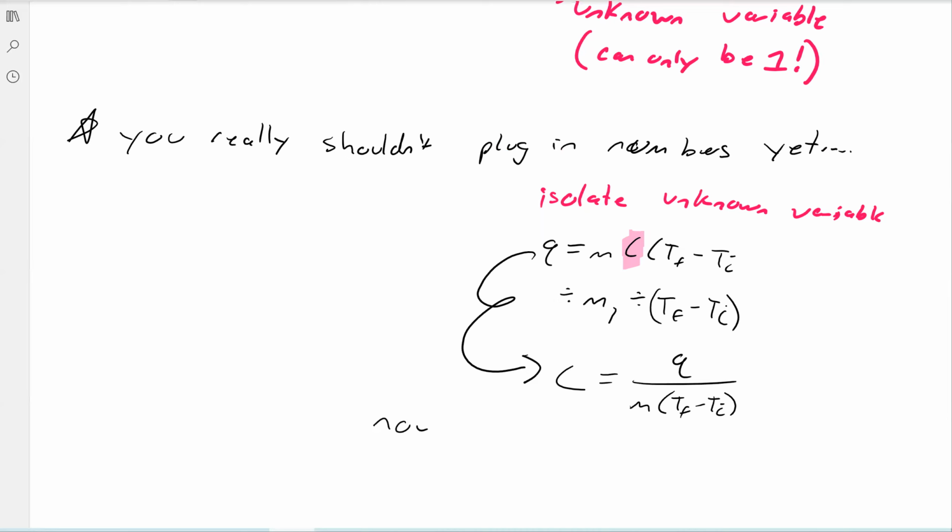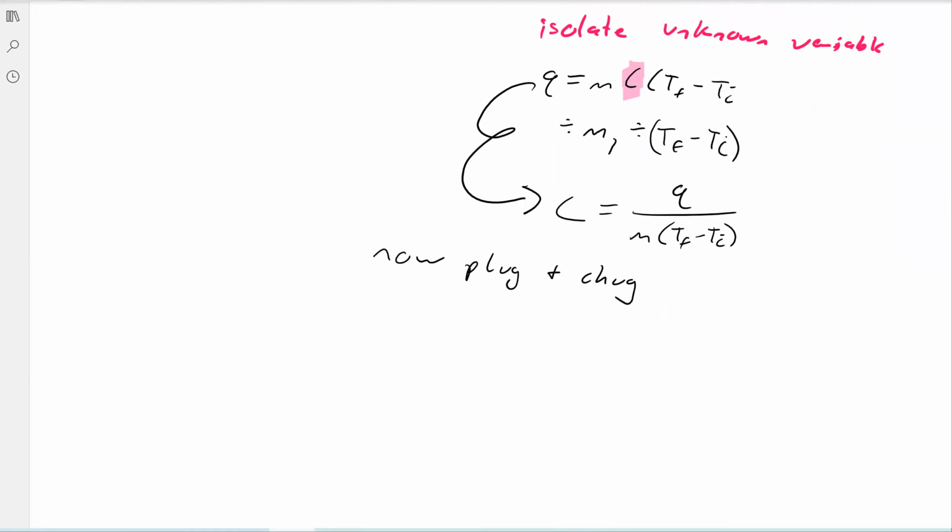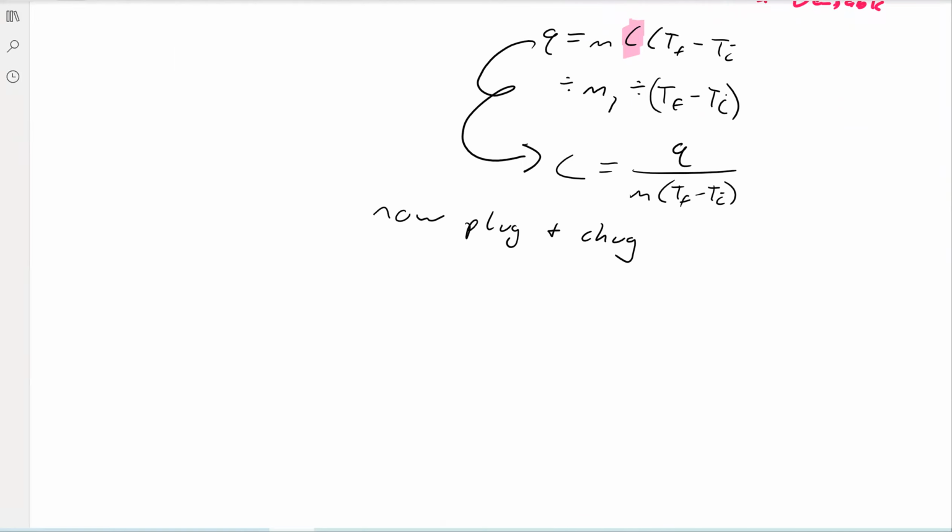And now we can plug and chug. So you don't have to do it this way. You can plug in your numbers earlier, but it's generally better to not plug in your numbers until the end because this gives you a better understanding of what you're doing. The work is presented in a neater way, and it helps you understand the problem a little bit more once you get more comfortable with these algebraic equations related to physical compounds.